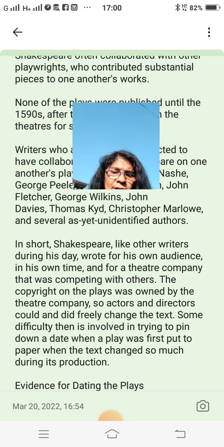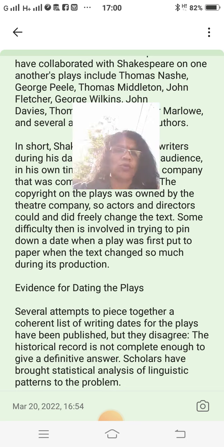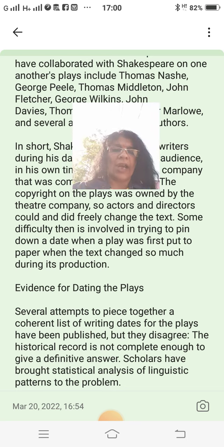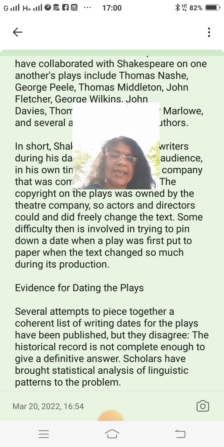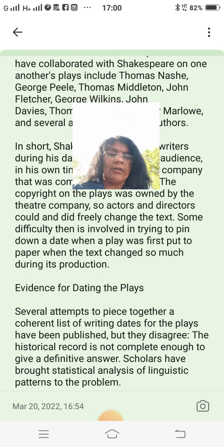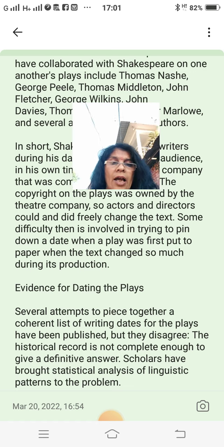Evidence for dating the plays. Several attempts to piece together a current list of writing dates for the plays have been published, but they disagree. The historical record is not complete enough to give a definitive answer. Scholars have brought statistical analysis of linguistic patterns to the problem.